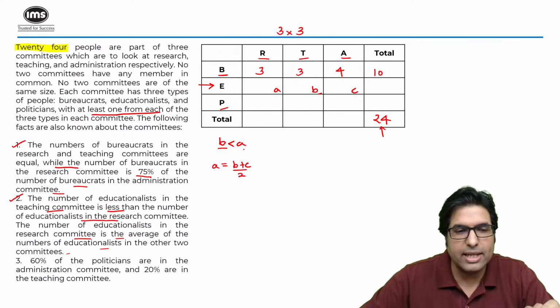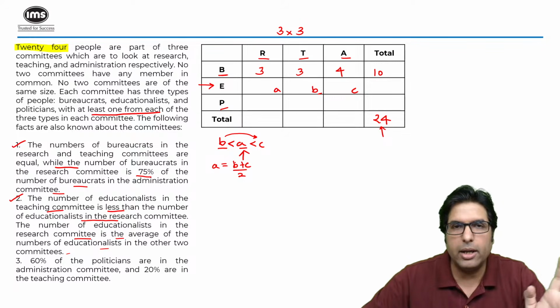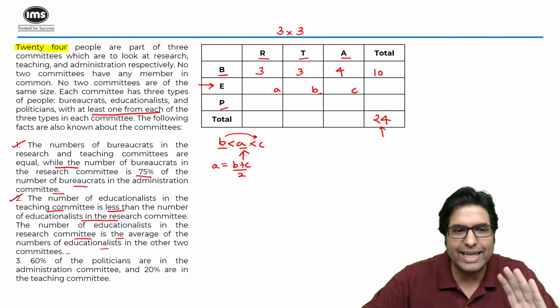Now, B is less than A, and A is the average of the other two. By default, can I say A therefore has to be less than C? Average will lie in between the two extreme values. So B is less than A is less than C, and A is equal to (B plus C) by 2.